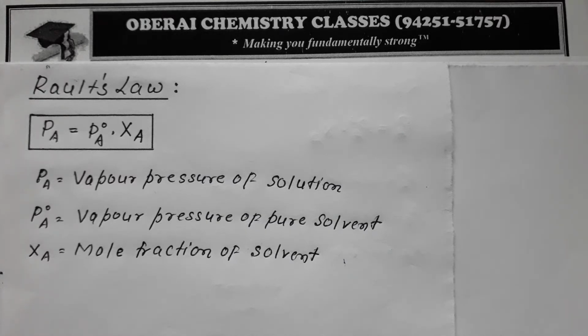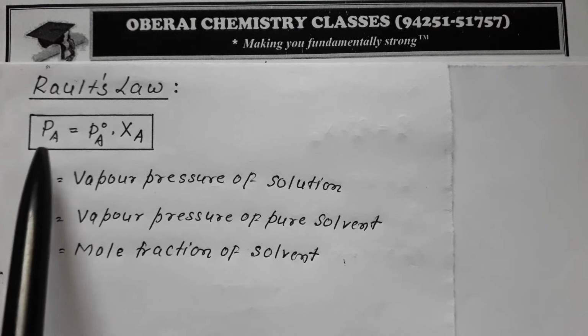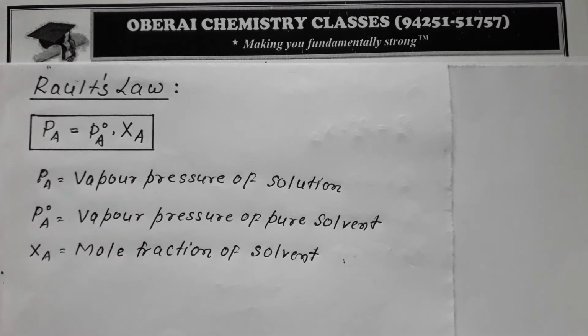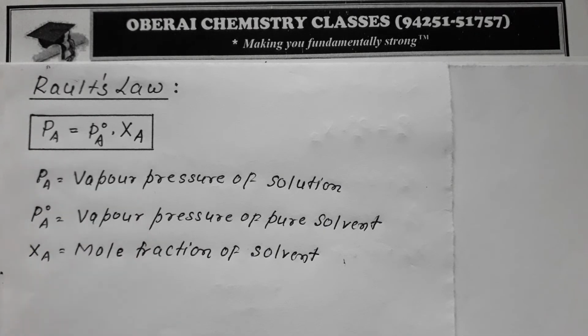In today's topic, we are dealing with Raoult's law and deviation from Raoult's law. In the previous topic, we did the vapor pressure of any solution. We said that PA is equal to P0A into XA.